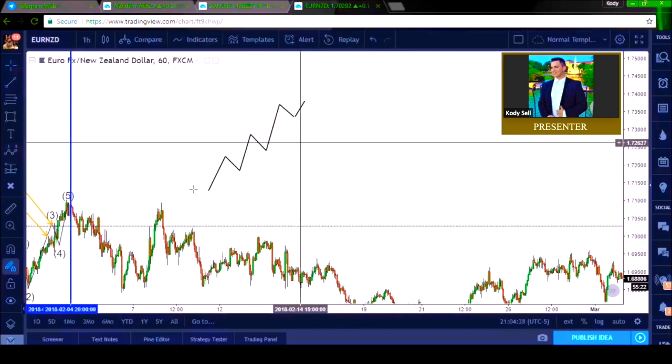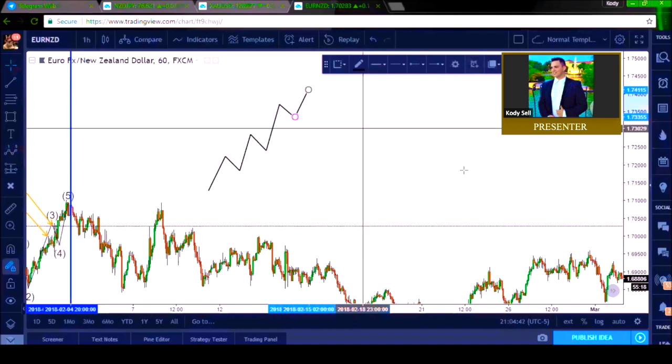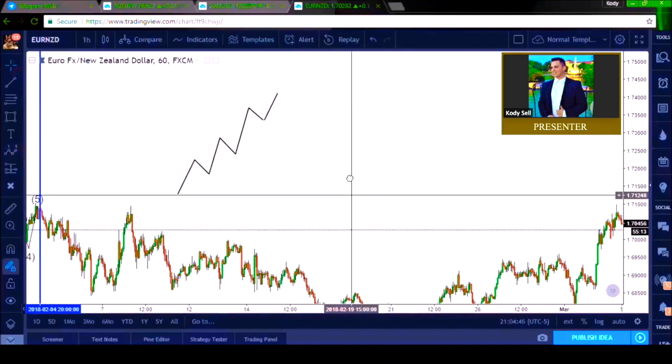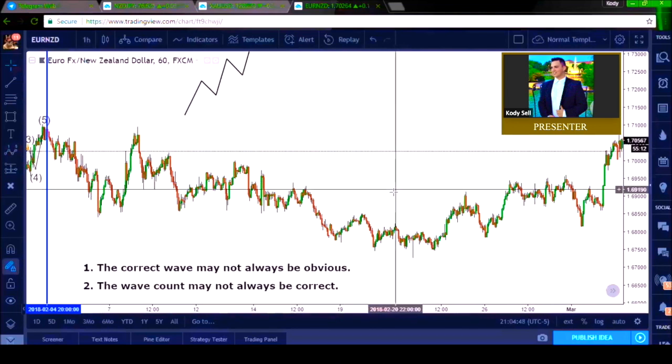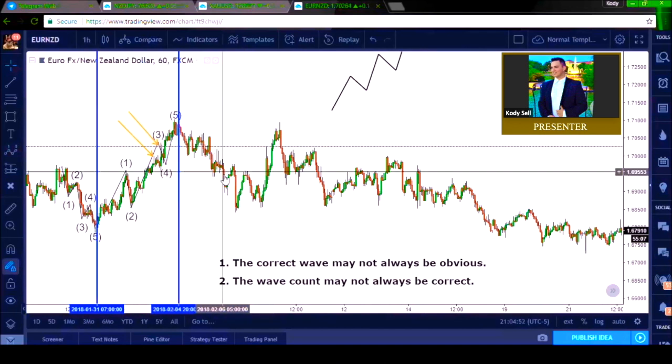So the problem where Elliott wave breaks down is Elliott wave says that after 5 waves, we should be pretty good for at least some kind of bearish move. And the problem is that in a trending market, it just doesn't work that way. Okay, so let's take a great example. Let's take our second zone right here.